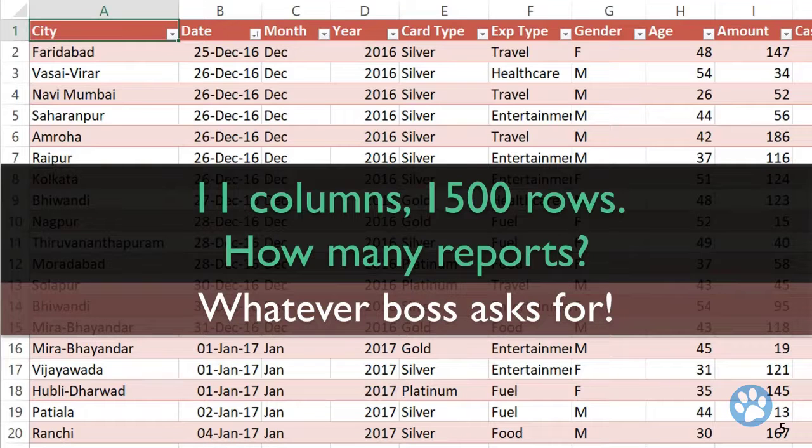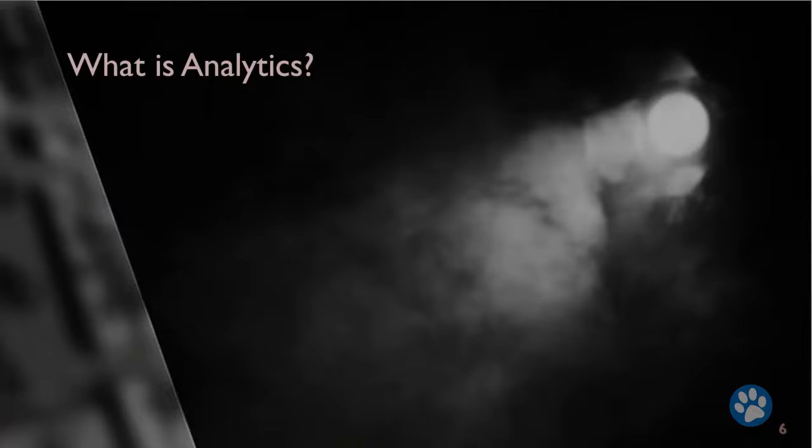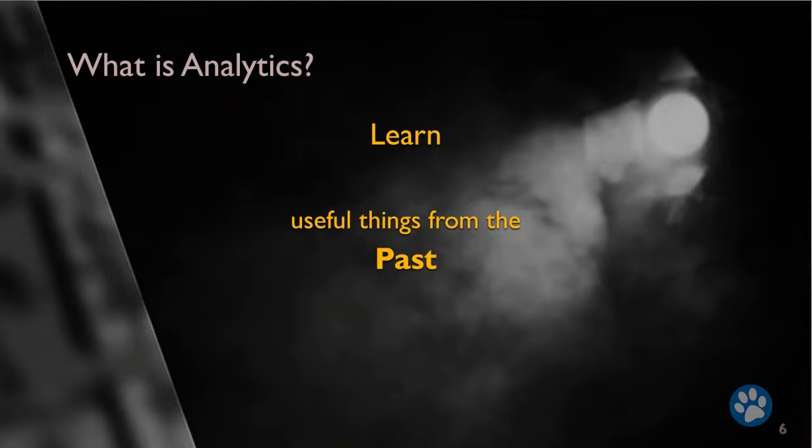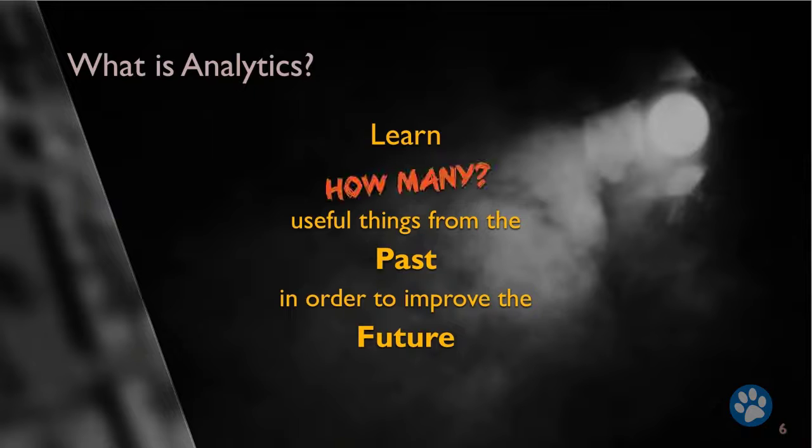So that's not a good way. That's inefficient. Ideally, we should understand how many reports we should create. We shouldn't wait for government or boss or regulator to ask for reports. What we should do is learn all possible useful things from the past so that we can improve the future. Typically, we stop at 4 reports, 5 reports, 12 reports, whatever may be the number. That's not important. The important part is few. Why should we stop at few? It's in our interest to learn all possible useful things.